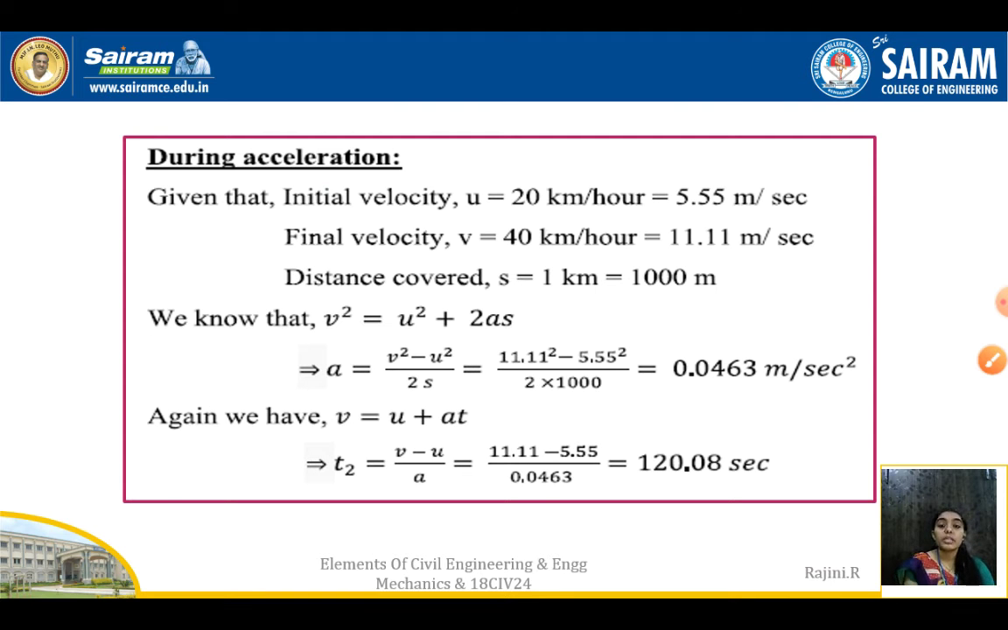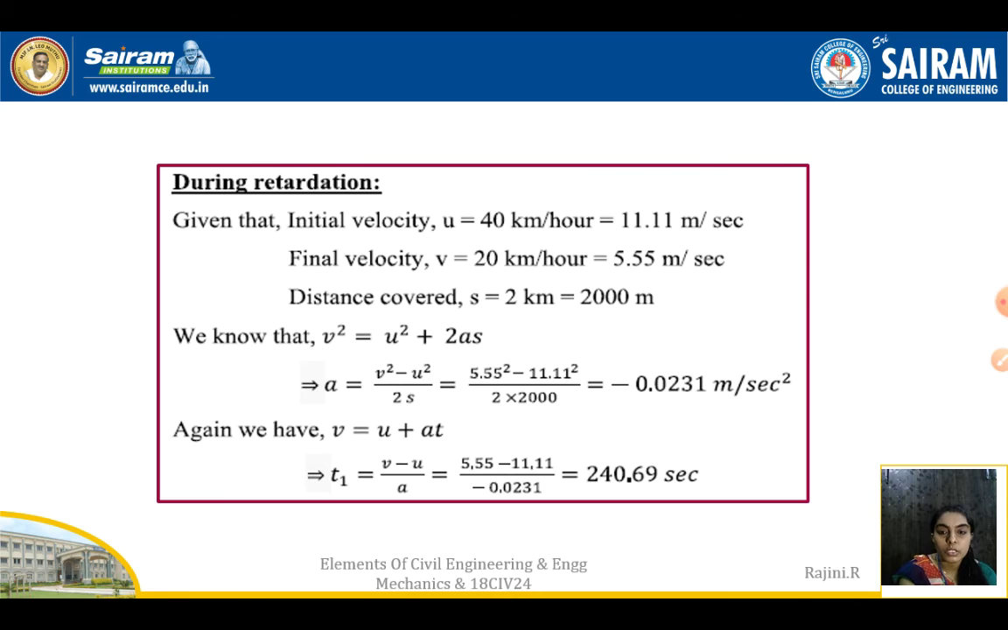Okay, during acceleration we have seen the retardation part. So in the positive one, during acceleration, we will see now. Given that, same as usual, initial velocity u is 20 kilometer per hour, that is 5.55 meter per second. Next one, final velocity v is equal to 40 kilometer per hour, that is 11.11 meter per second. And the distance covered s is equal to 1 kilometer, is equal to 1000 meter.